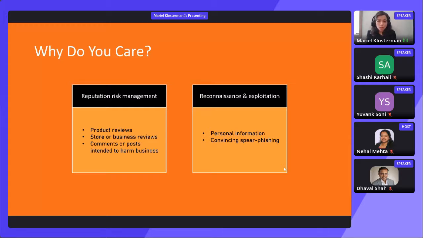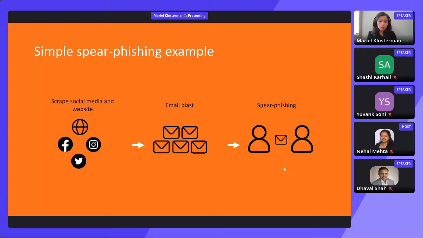But then, going back to what Sharpa was talking about, and especially with the ransomware that the last presenter was talking about, some of that reconnaissance and exploitation. They can scrape a lot of personal information or business information from social media accounts and then create more convincing spear phishing emails. A really simple spear phishing example that I've seen conducted at one of the companies I've worked for in the past is the attacker will scrape your social media and website. And one of the main things they're trying to find is the email structure that your company uses. Whether that's first name dot last name at company, or last name dot first name, whatever combination you have, they're trying to find that email structure.